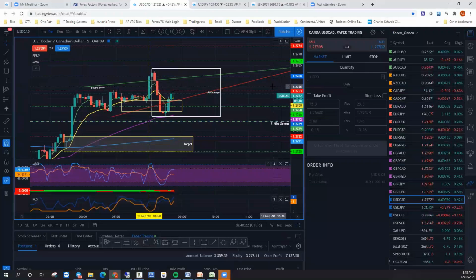And I'm going to stay out of this US CAD trade until I get a little bit more clarity on direction on it.